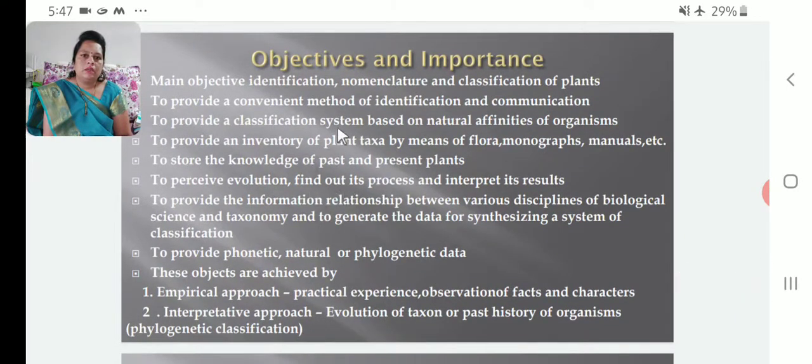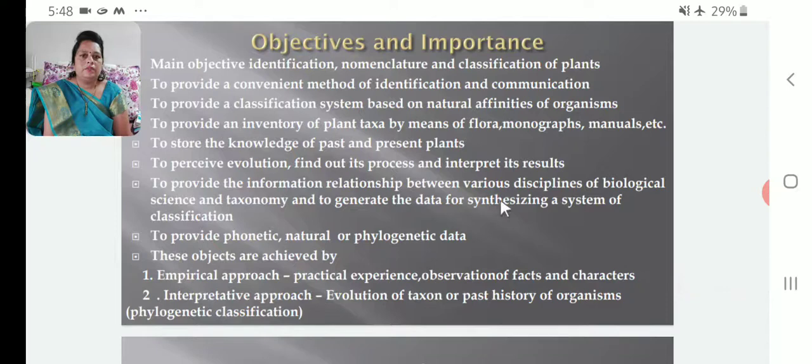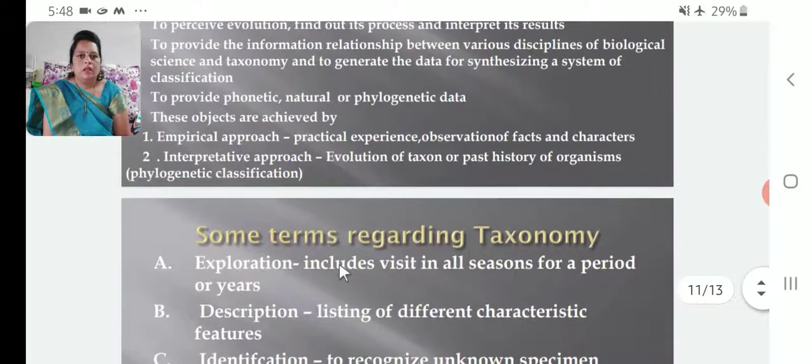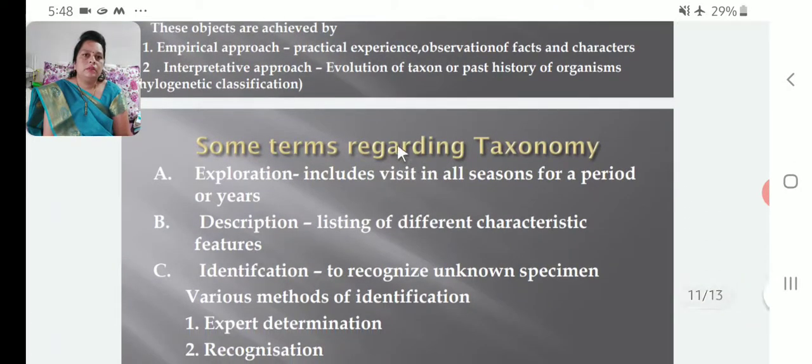These objectives can be achieved by two types of approaches. The first is the empirical approach, which is based on practical experience, observation, facts and characters. The second is the interpretative approach. It is achieved by the evolution of taxa or past history of organisms. That is, phylogenetic classification is used to achieve the interpretative approach.